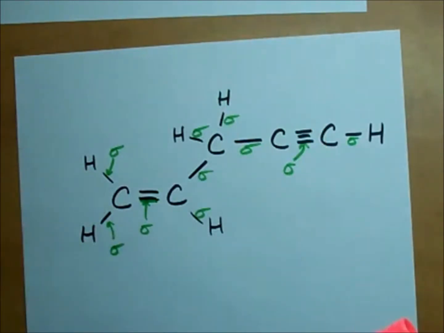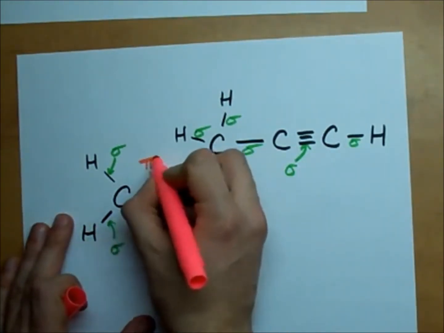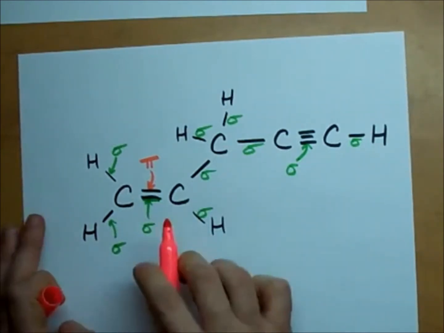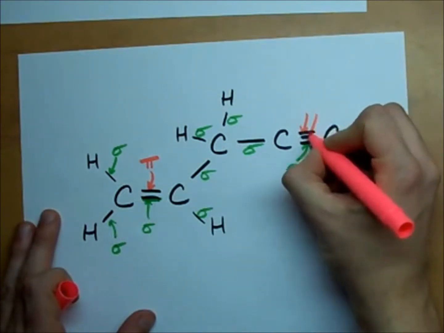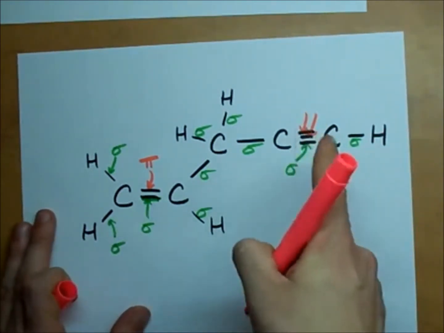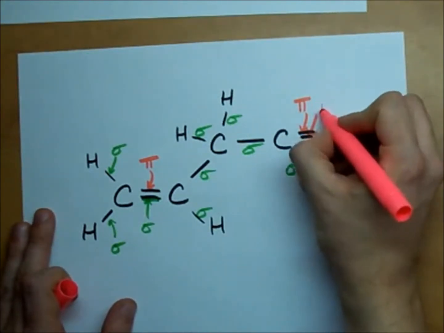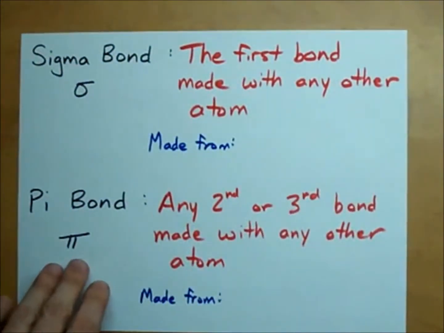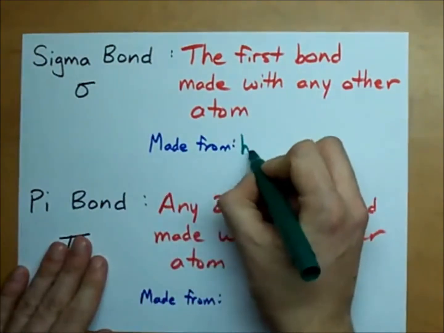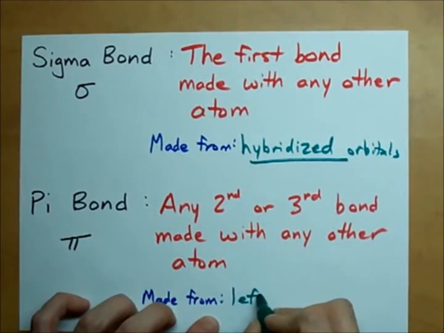Now let's take a look at the pi bonds. The second one between carbon-carbon atom is the pi bond. The second and the third one is again the pi bonds. Now let's take a look, what are these sigma bonds made from? They are made from the hybridized orbitals, whereas pi bonds are made from the leftover p orbitals.